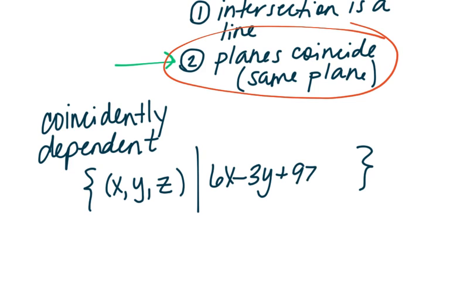Again, you could choose any of the 3 original equations because they're all equivalent. And this means that my intersection of the 3 planes would be any point, x, y, and z, that lies on this plane right here. And there's an infinite number of those points.